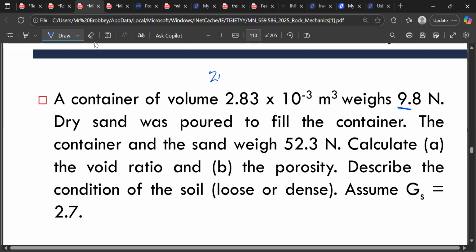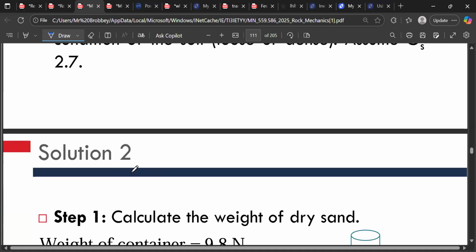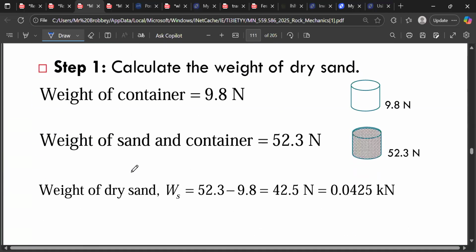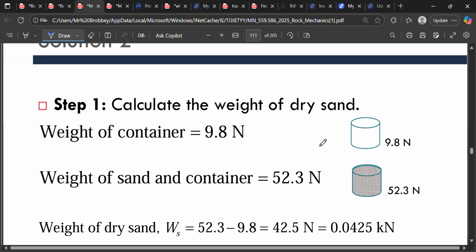Right. So with this problem we have here, quickly I want to go through. You want to have your container and then it is filled with sand. You put your sand inside the container.